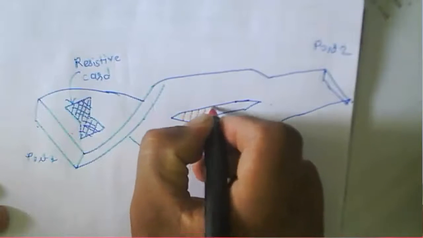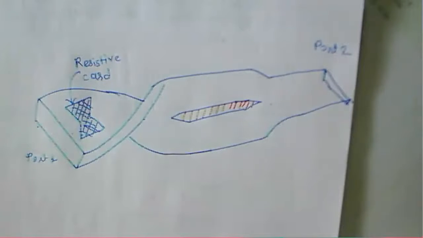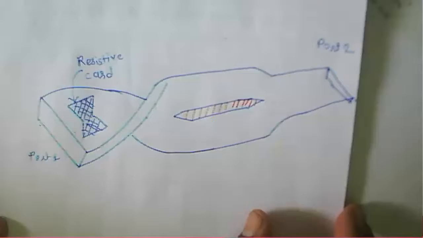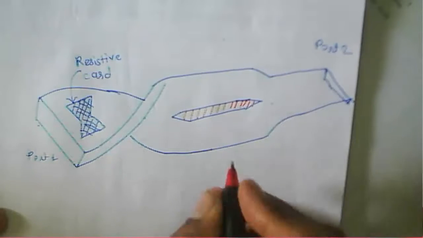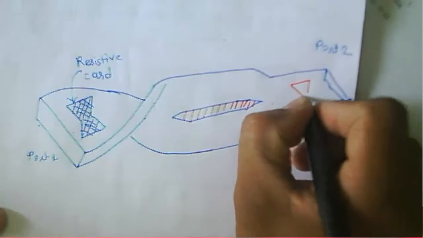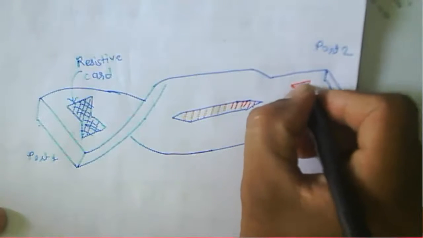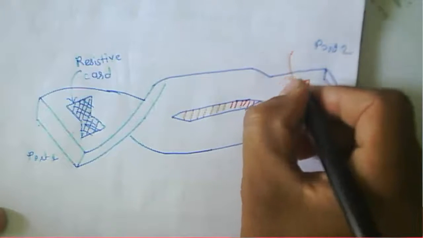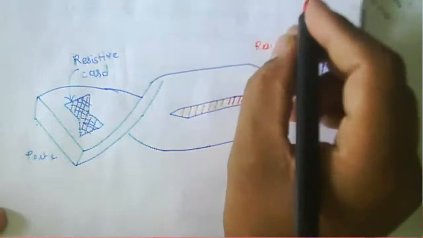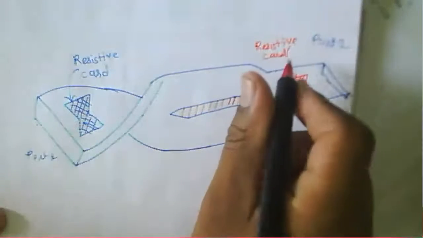It changes the position of your field. Suppose I am saying that there is an electric field, it rotates the field. It has the presence of a magnetic field, therefore it changes the field. Now here is again one more resistive card at the other end. This one is a resistive card, this one is a resistive card.